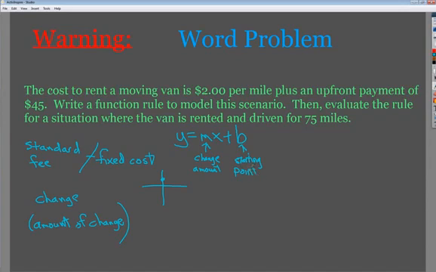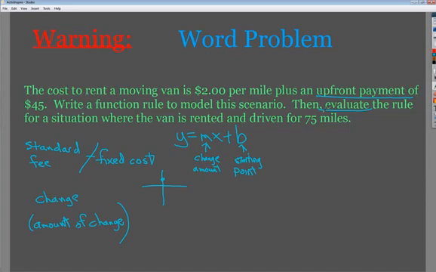The cost to rent a moving van is $2 per mile plus an upfront payment of $45. Upfront payment is a pretty big component. That's probably going to be the fixed point, the starting point. Write a function rule to model this scenario. Then they want you to evaluate it. Evaluate means plug in, get your answer.